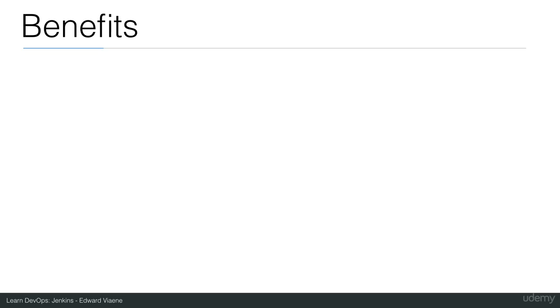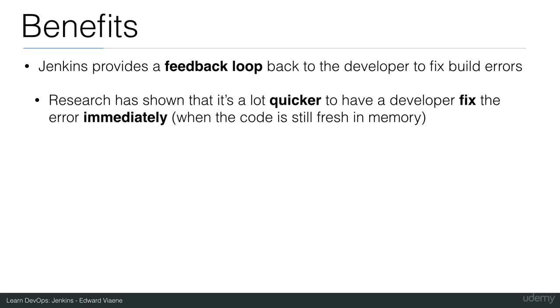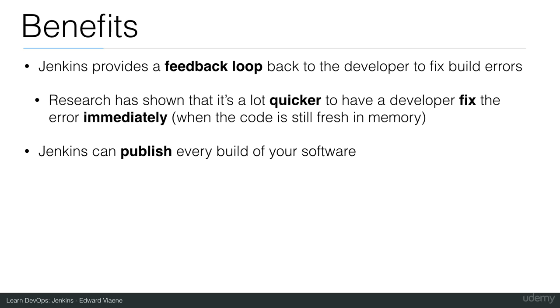Let's have a look at the benefits. Jenkins provides a feedback loop back to the developer to fix build errors. Research has shown that it's a lot quicker to have a developer fix the error immediately rather than wait with it, because it's then when the code is still fresh in memory.